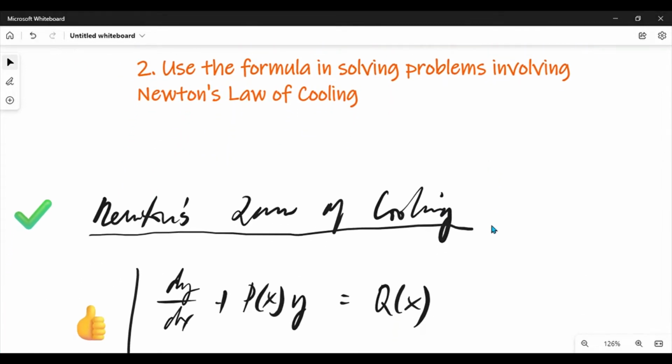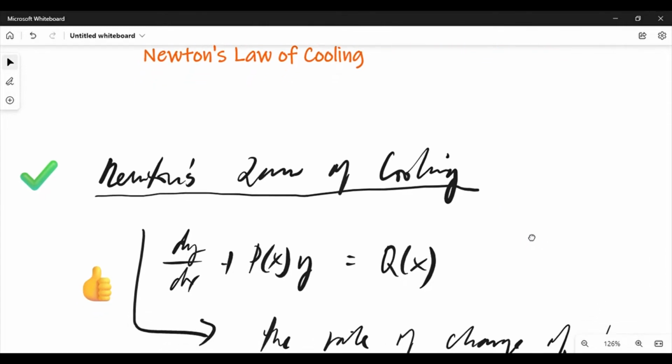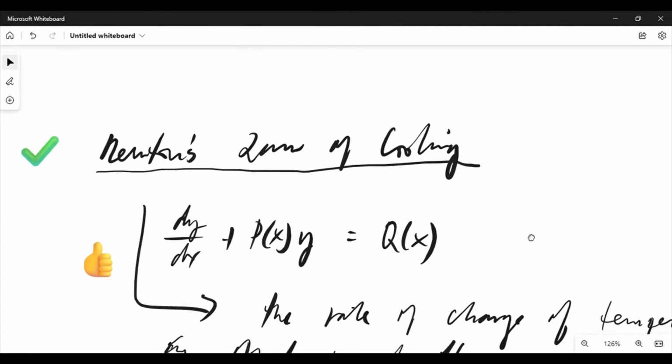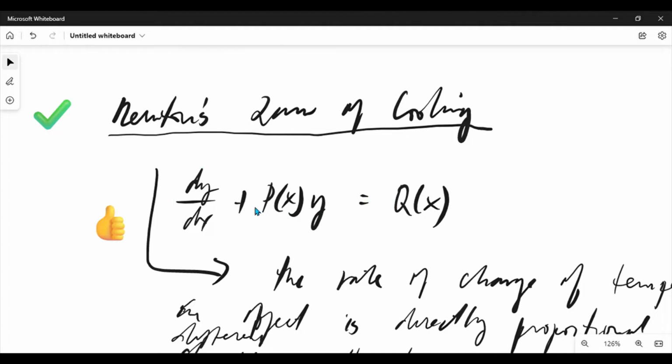The first thing that we need to do is to recall the form of first order linear differential equation, because definitely we'll be using this first order linear differential equation in deriving the equation that we'll be using for Newton's law of cooling. So recall that a first order linear differential equation is expressed in terms of this equation. We have dy over dx plus p of x y is equal to q of x.